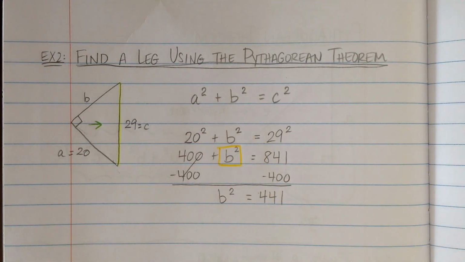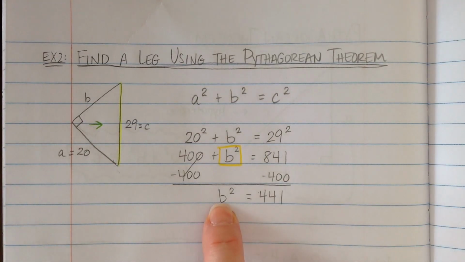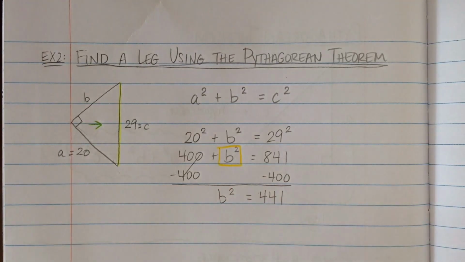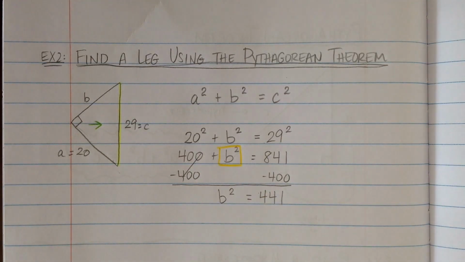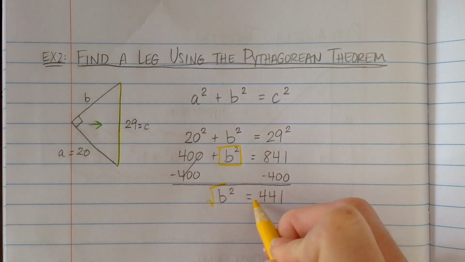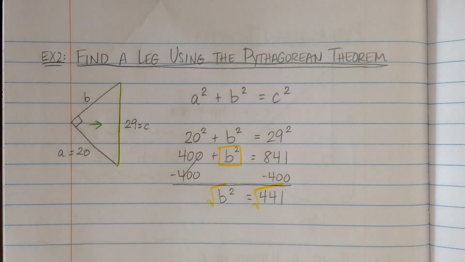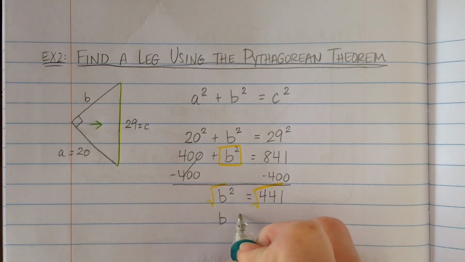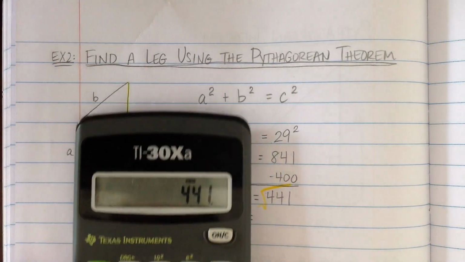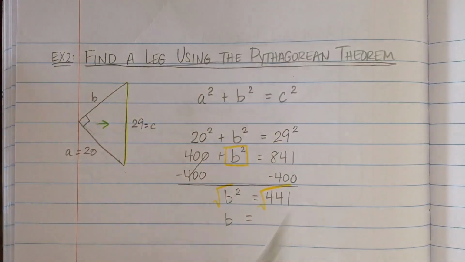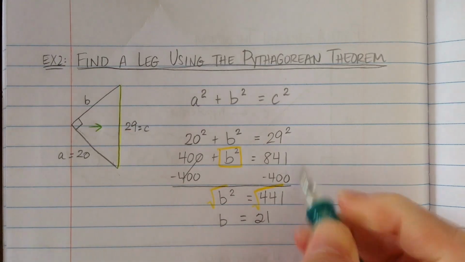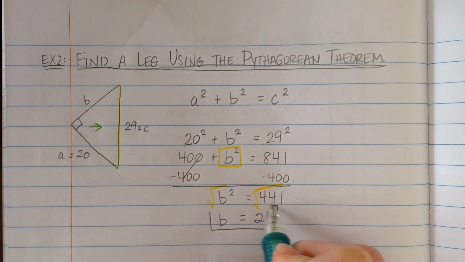All right. Now, the last step here, since this is squared, remember the inverse of squaring something is taking the square root of it. So the next thing I have to do is take the square root of both sides. So I'm going to square root that and square root that. And when I do that, this now is going to be B equals, I've got the 441 in my calculator, and then I just hit the square root button right here. And this turns out to be nice and neat. It's a nice, neat number of 21. So that side length is 21.